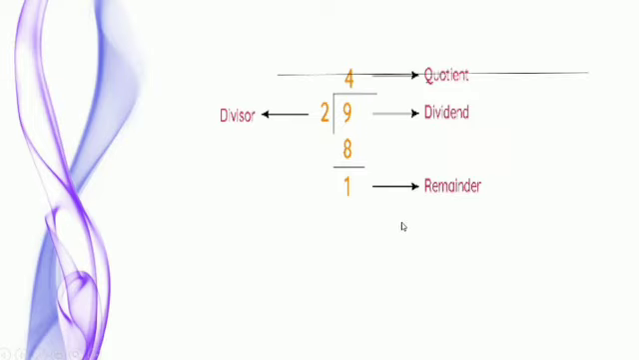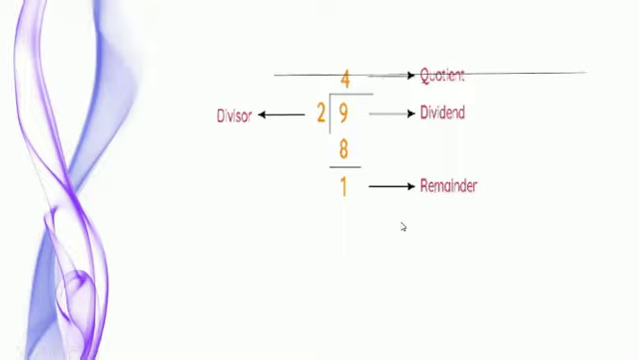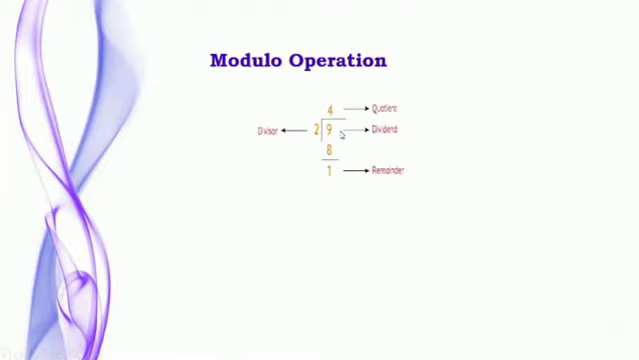Let us forget the quotient and concentrate on the remainder. Now we are going to see an operation called the modulo operation. When 9 is divided by 2, the remainder is 1, right? So we can write it in this way using modulo: 9 divided by 2 gives the remainder 1, and we say 9 modulo 2 is 1. Let us see another example. When 5 is divided by 3, the remainder is 2. So 5 modulo 3 is 2.